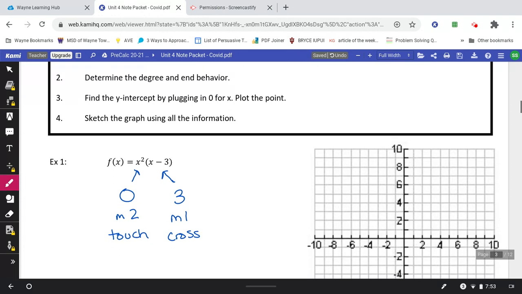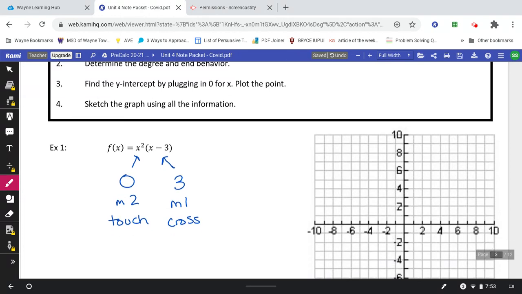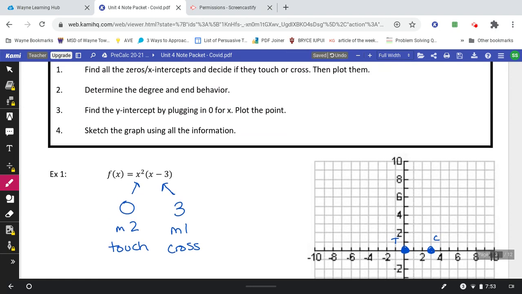Then I'm going to plot those on my graph. 0. And I'm going to put a little T for touch. That's going to help later on when I actually graph this. And a 3 right here. Then I'm going to put a little C for cross. All right, that's step number 1.